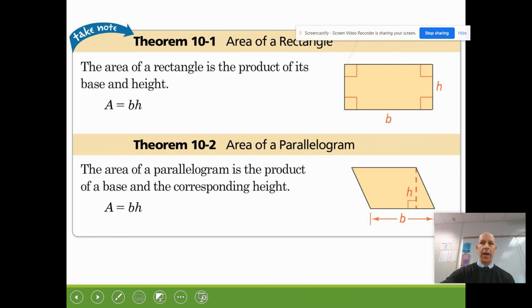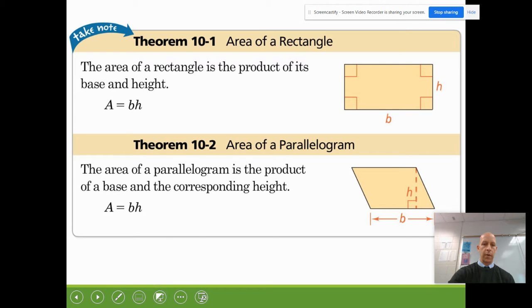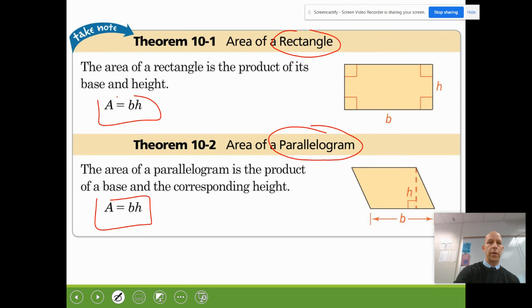Now you'll notice here I've actually got two formulas. I have one formula for the area of a rectangle, and then the more general formula for the area of a parallelogram. It turns out that the two formulas are essentially the same, because a rectangle is a parallelogram. It's simply base times height. So the base is the base length, and the height is the distance between the bases.